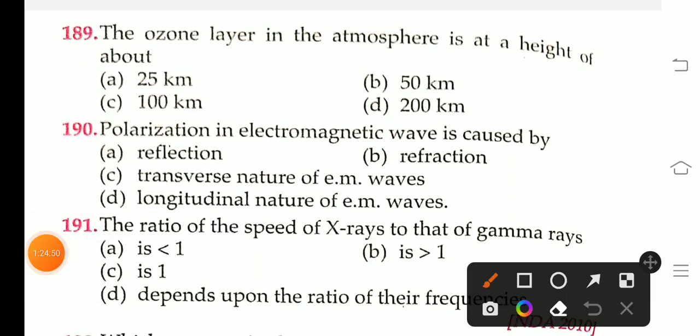Next, the ozone layer in the atmosphere is at a height of about. Right answer will be option B. 50 kilometer. Next, polarization in electromagnetic wave is caused by. Right answer option C. Transverse nature of electromagnetic waves.